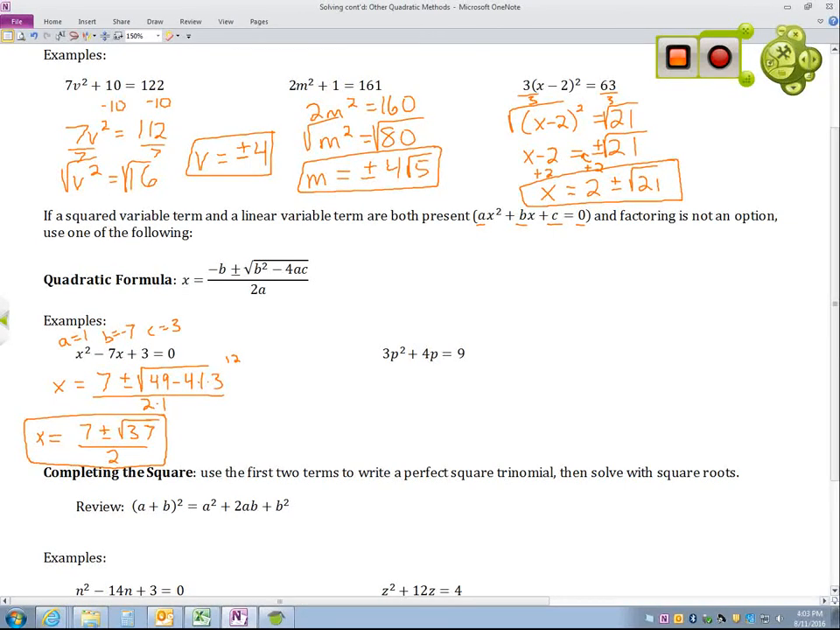Now, this one is not equal to 0 yet, so I'm going to subtract 9 from both sides first, so that it is equal to 0. Now my a is 3, b is 4, and c is -9. Okay? So I'm going to come over here to the right for this one. So p equals -4 plus or minus the square root of 4 squared, which is 16, minus 4 times 3 times -9. Notice I'm using parentheses when I multiply by a negative. Be careful there. All over 2 times 3.